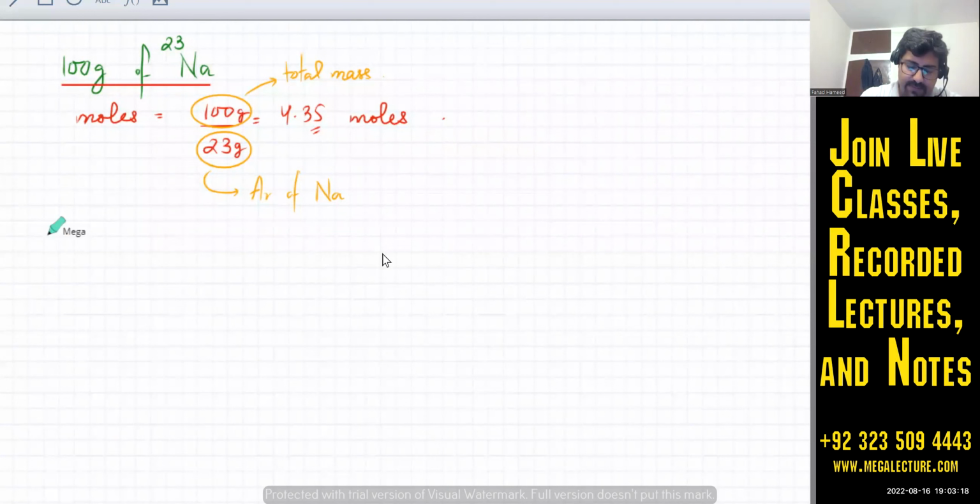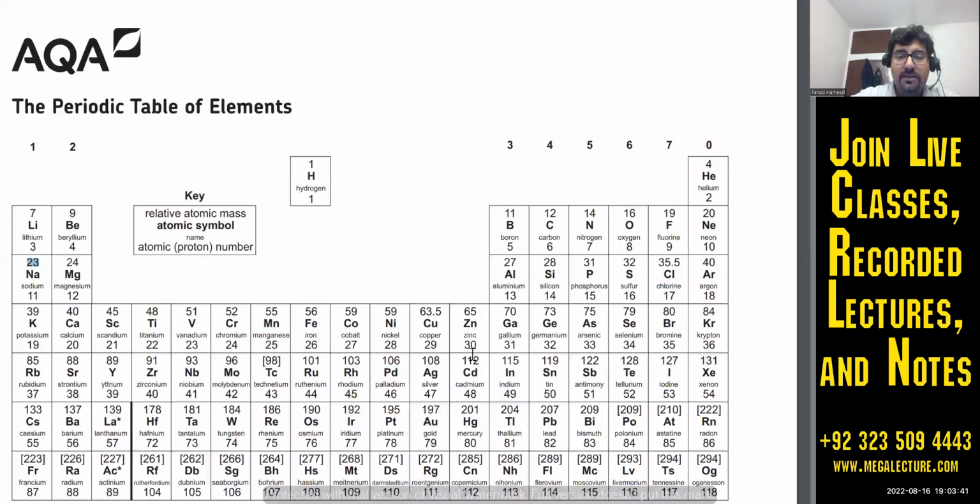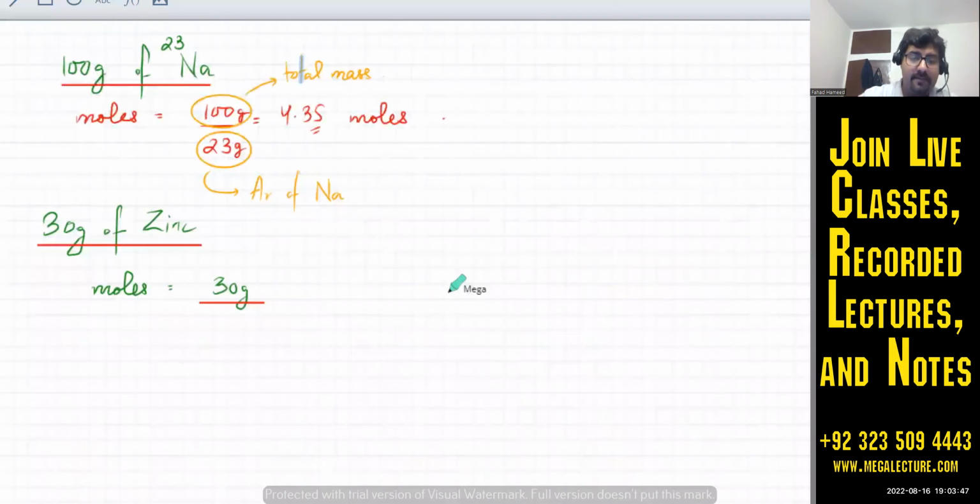So 30 grams of zinc metal, or the atoms of zinc. Moles will be the total mass, which is 30 grams, divided by the Ar of zinc, which is over here. It's given as 65. Remember, the bigger number is the mass. Okay, so it's 65.